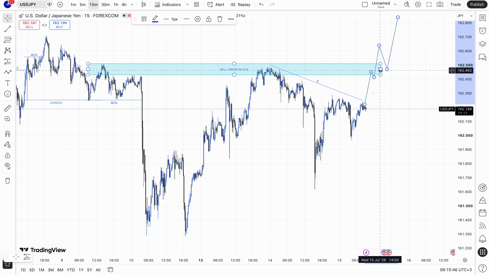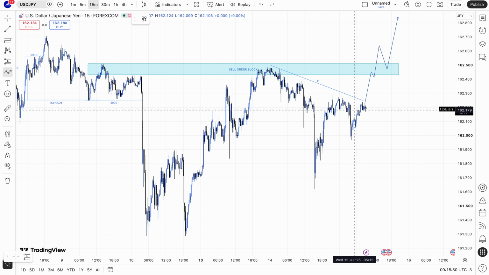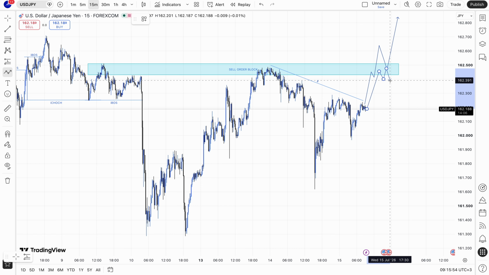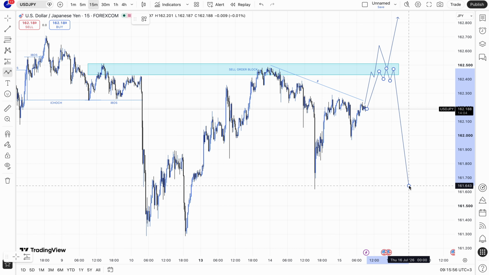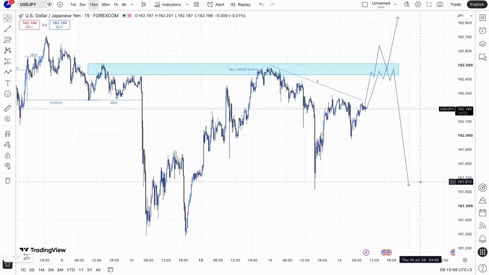That will be scenario number 1. And then scenario number 2, I'm expecting the price to come here, then we get the confirmation for sell from this sell point of interest, then you're going to sell. Those are the 2 scenarios we're focusing on.